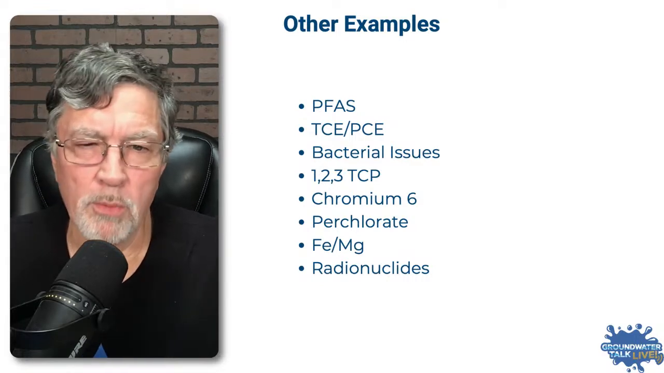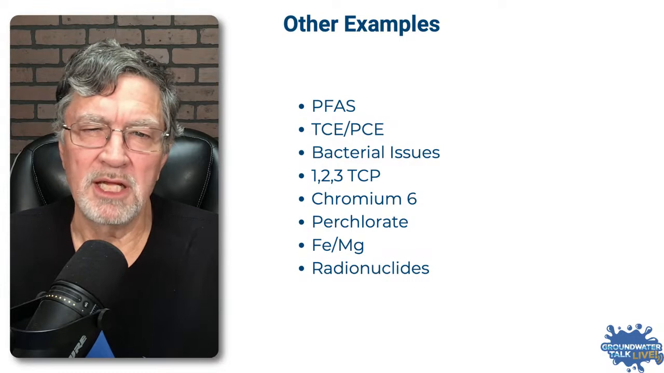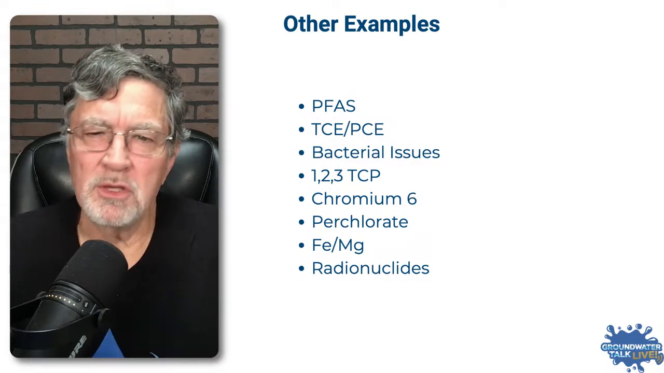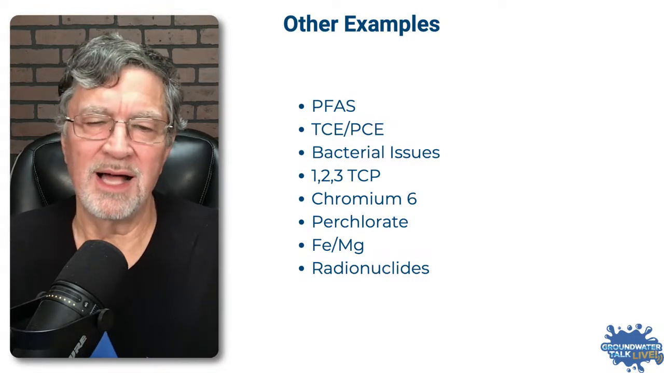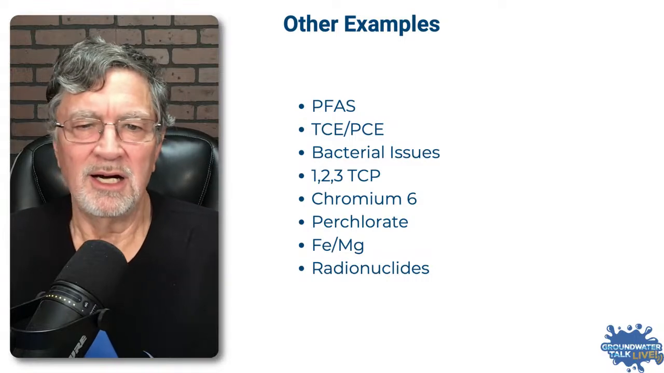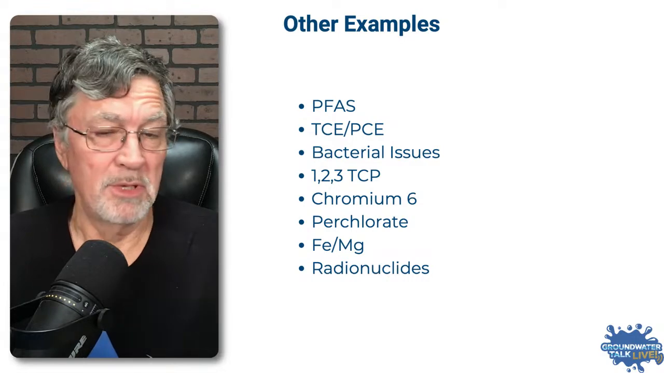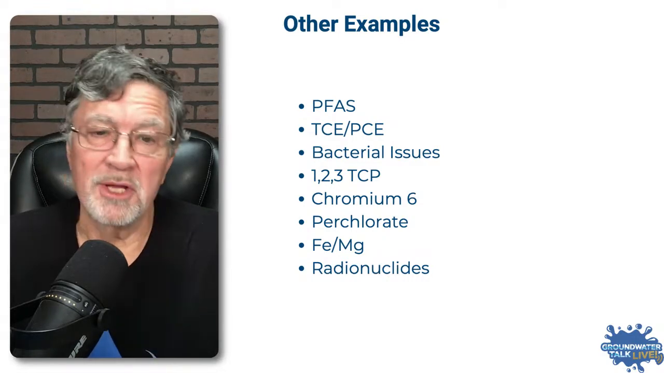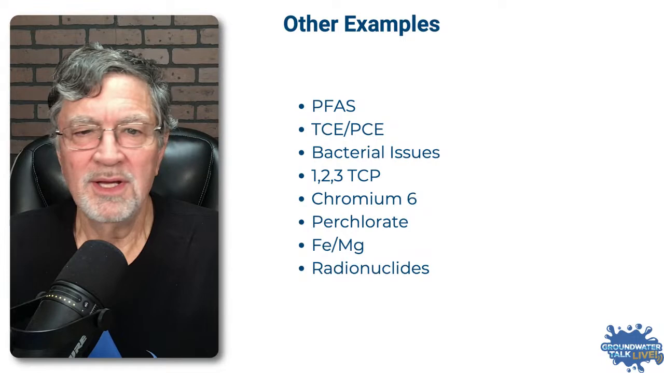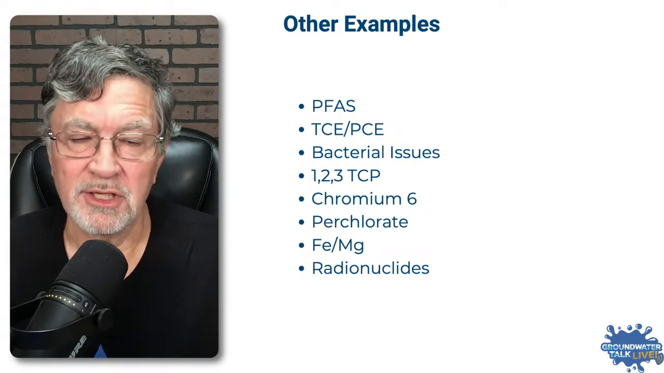1,2,3-trichloropropane is derived from the DBCP fumigant that is used a lot in agriculture. We see a lot in California, in the Central Valley of California. It's a big problem.